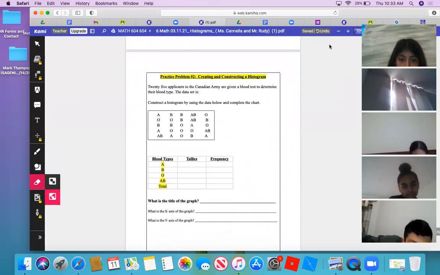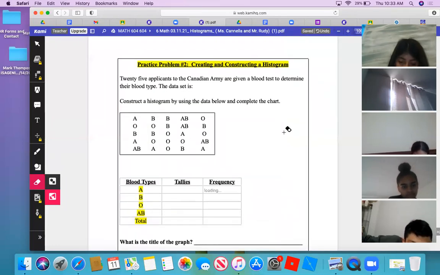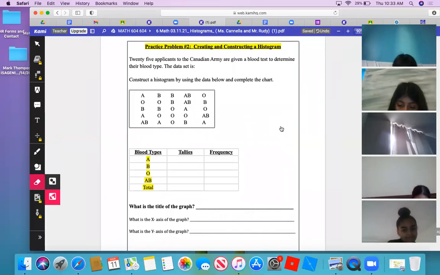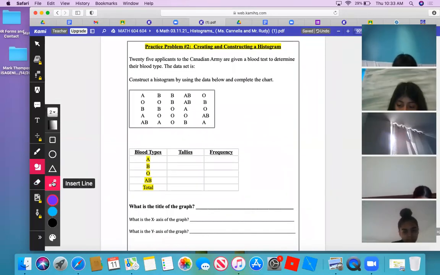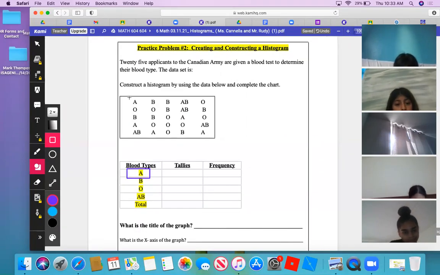All right, problem 2. Mr. R, you want to tackle this one? Sure. 25 applicants to the Canadian Army are given a blood test to determine their blood types, guys. The data set is below. Construct a histogram by using the data below to complete the chart. Now, obviously, we have these data types, and we need to make sure that we understand the tallies and the frequencies of these blood type samples.